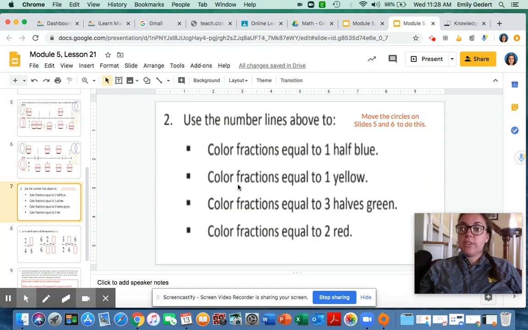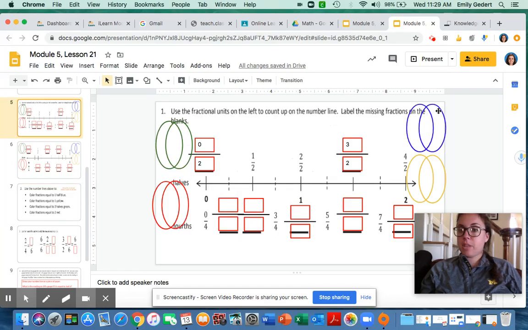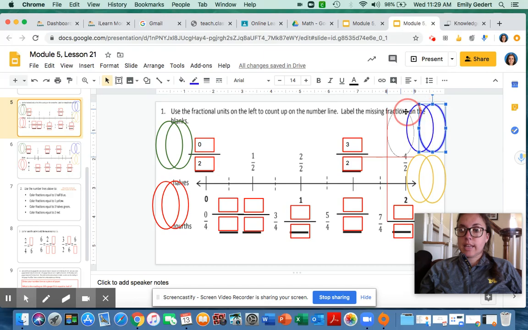The directions tell you to color the fractions equal to 1/2 blue. So instead of coloring, you're going to be moving the blue circles over the fractions equal to 1/2. So in order to grab a circle, there are 2 circles, they're just overlapped. You're going to make sure your cursor becomes that 4-pointed arrow. Click, and I'm holding it down, and you're going to move it so that it's over 1/2.